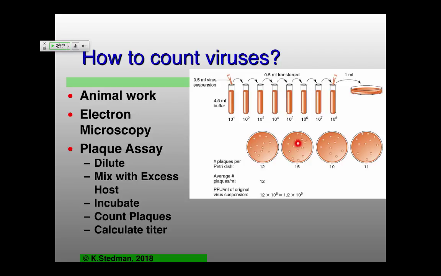You can then, from counting all of these plaques on these individual plates, back calculate, given that this was a 10 to the 8th dilution, the average on these plates is 12. So 12 plus 15 plus 10 plus 11 divided by 4. That would give you 12 average plaques in this diluted amount that you had here. And then your dilution, 10 to the 8th, gives you 1.2 times 10 to the 9, which is a pretty typical titer that you would see for some of these.